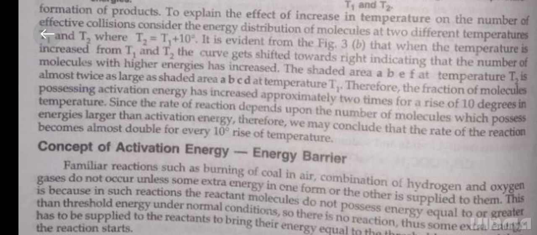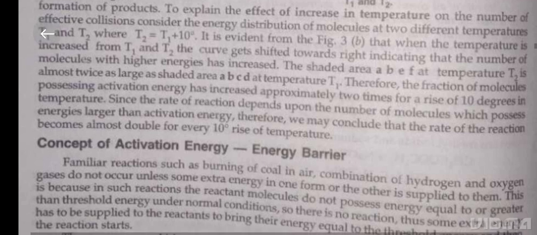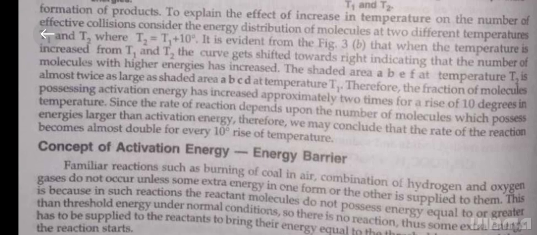It is evident from figure 3 that when the temperature is increased from T1 to T2, the curve gets shifted towards the right, indicating that the number of molecules with higher energies has increased. The shaded area ABEF at temperature T2 is almost twice as large as the shaded area ABCD at temperature T1.